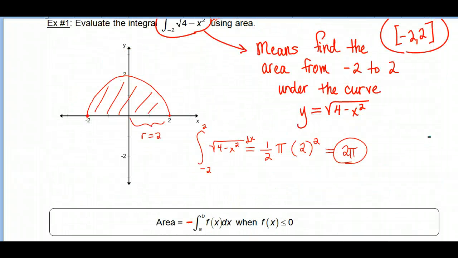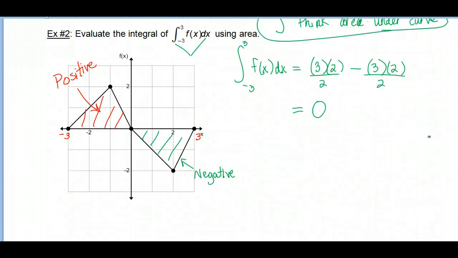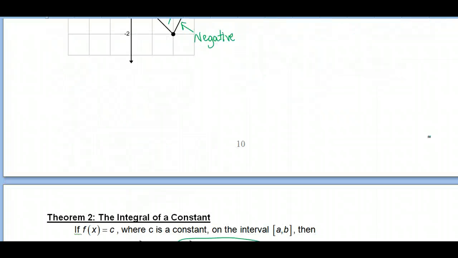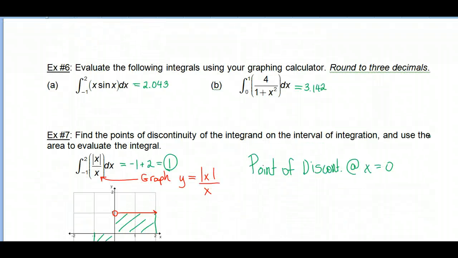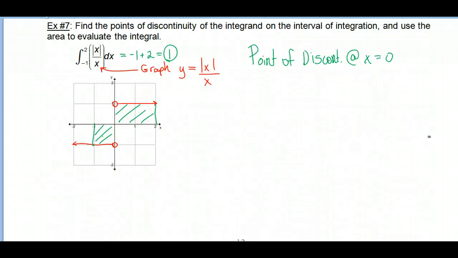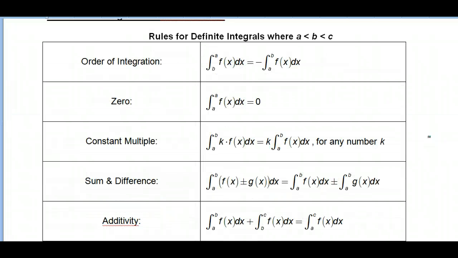We did a semicircle. We did the half trapezoid. Right, we took a trapezoid. So if we know the formula for the area, we can find integrals that way. But what if it's a parabola or another shape that doesn't necessarily follow a specific formula? We don't just say not possible.